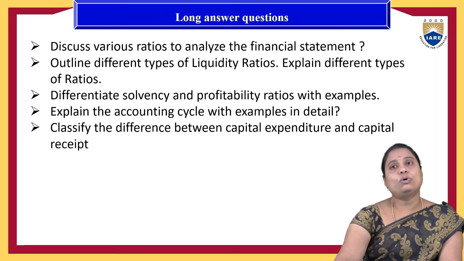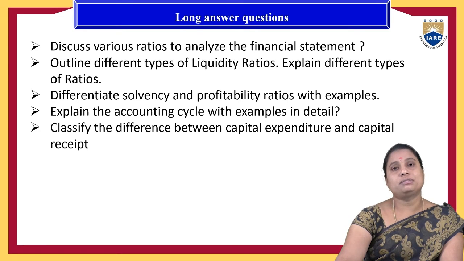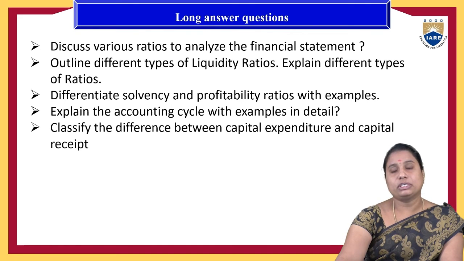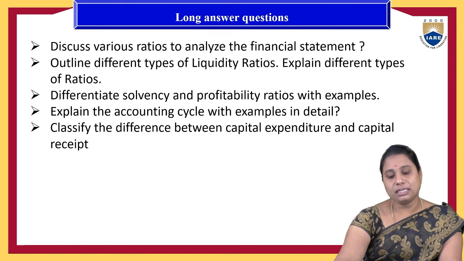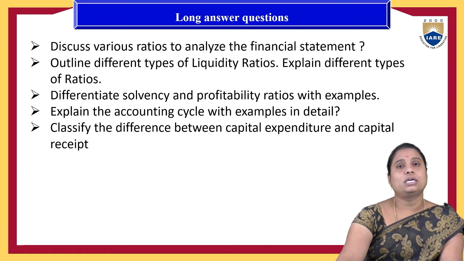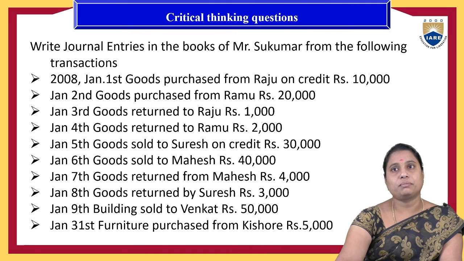And explain the accounting cycle with an example in detail. That is from journal to balance sheet. So how to prepare that one? What is its need? Recording, classifying, analyzing, interpreting, summarizing, communication. All those procedures, like accounting functions, we need to explain here. And classify the difference between capital expenditure and capital receipts. So we need to explain what is capital expenditure and capital receipts, the difference between them, what are the situations for capital expenditures, accrued incomes, etc. We need to explain here.